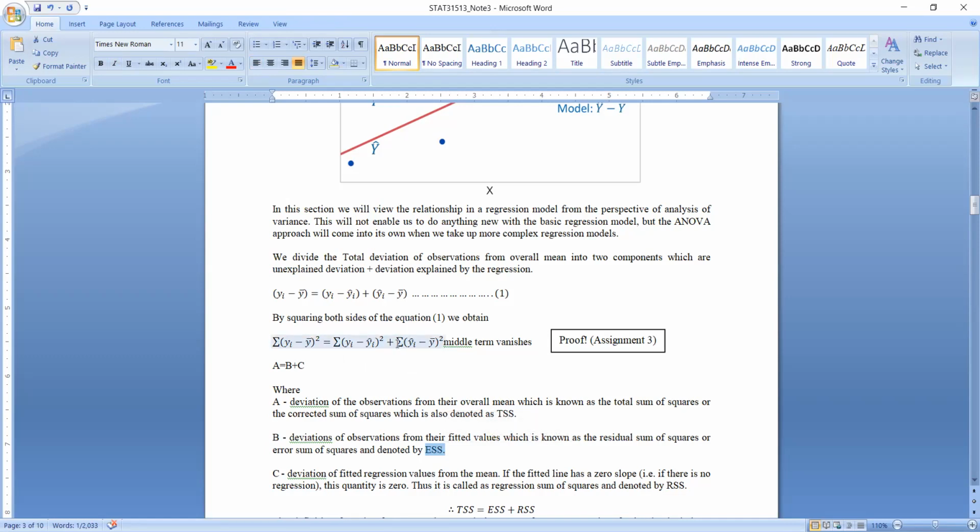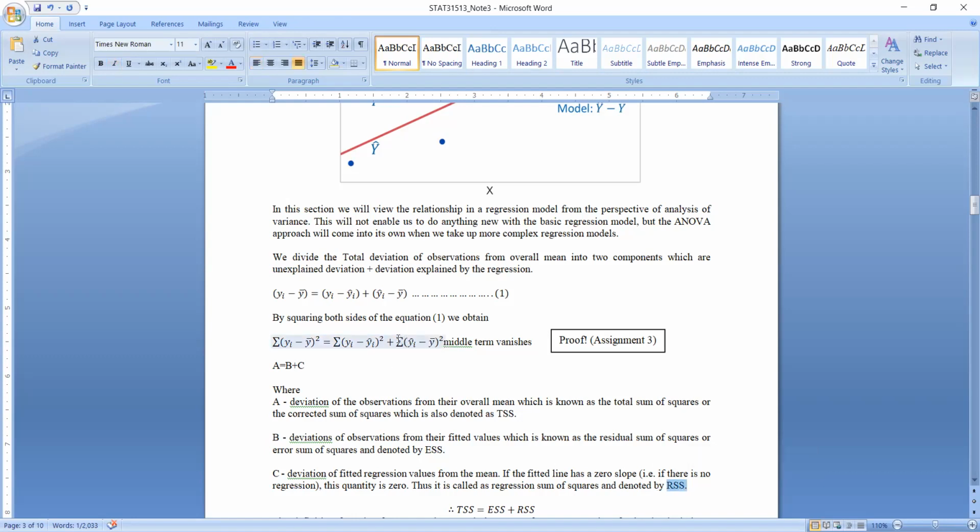And then if you look at the other term, you have the summation of yi hat minus y bar squared. So yi hat is the fitted value. From each and every fitted value, you have to subtract the mean value of your response variable. So this is known as the regression sum of squares, which is denoted by RSS, or sum of square regression.